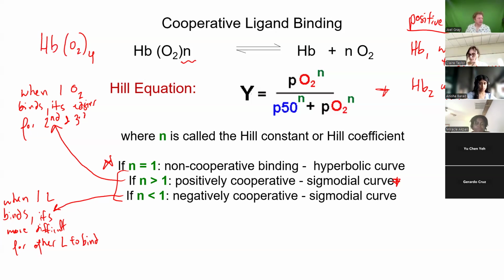What a negative cooperative situation would display is, I'm just going to say P sub 1 needs an L concentration. So I'm going to switch it from partial pressure to L concentration of 0.1 molar. Now P sub 2, our second ligand, needs a ligand concentration of 0.2 molar. So in order to get the second subunit of that protein to bind the ligand, you have to up the concentration of that ligand.